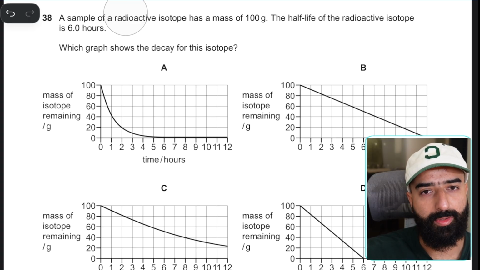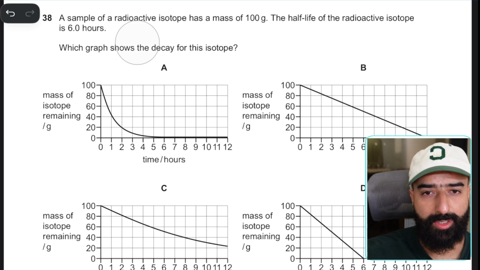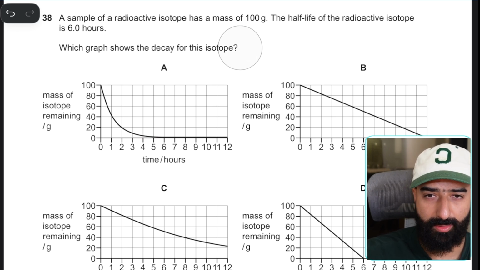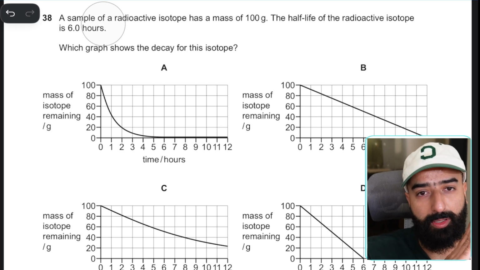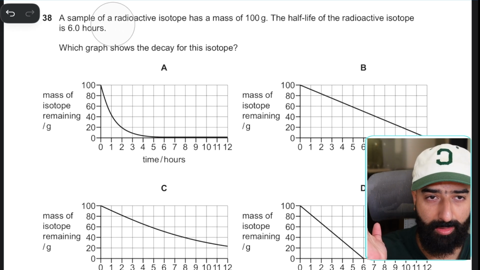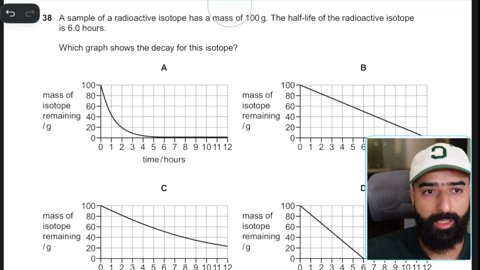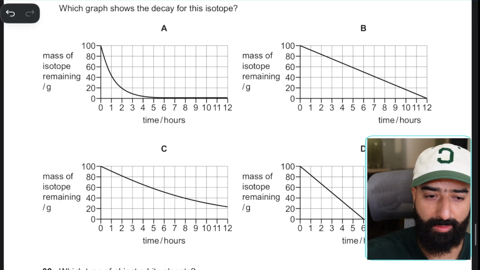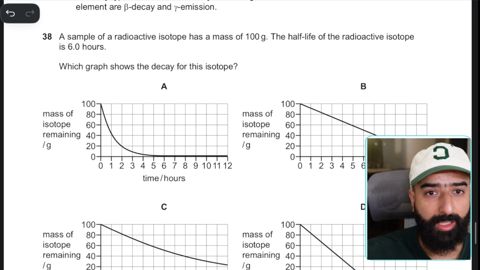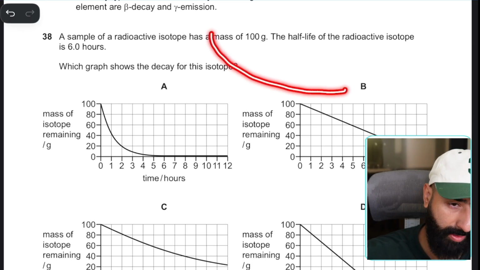A sample of a radioactive isotope has a mass of 100 grams. The half-life is 6 hours. Which graph shows the decay for this isotope? So in 6 hours, half of it is going to disappear. So that means in 6 hours, what should we get? We should have 50 grams. Okay, 50 grams. Furthermore, the decay is never a straight line. It's always a curved line.